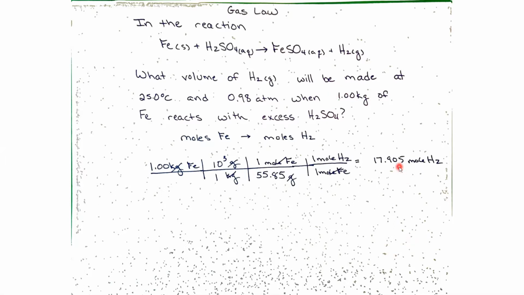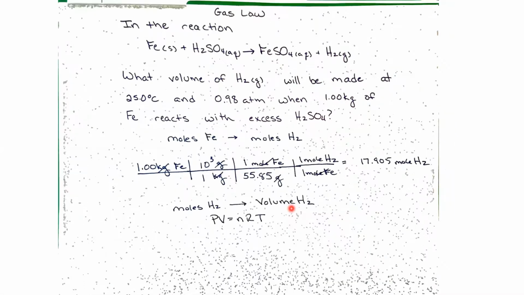Now, you want to resist the urge to turn this directly into grams, because that's what we spent the first several weeks of the semester doing. What we're going to do is take the moles of hydrogen and turn that into a volume of hydrogen using the ideal gas law, PV equals nRT.